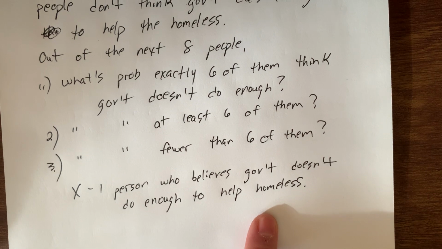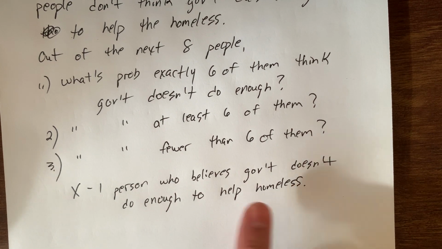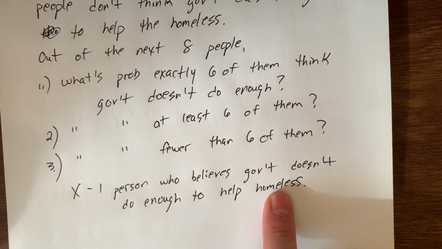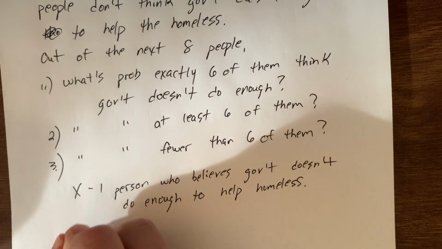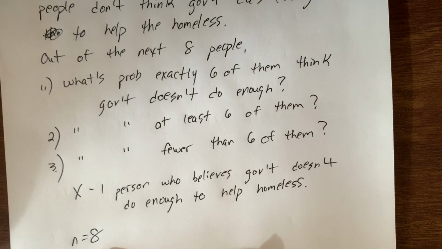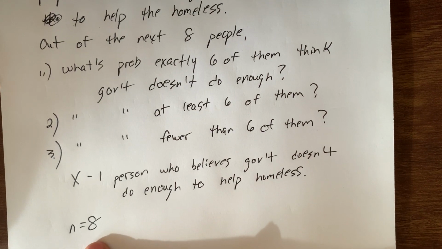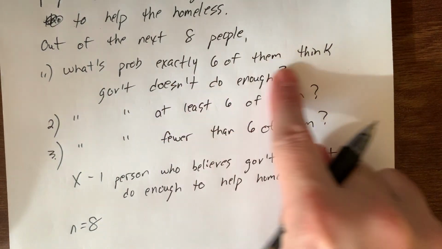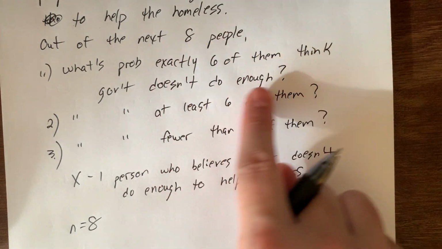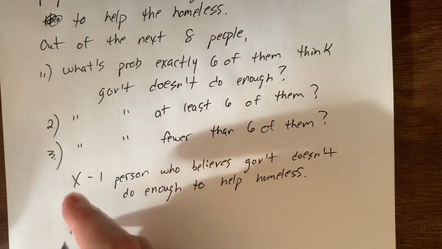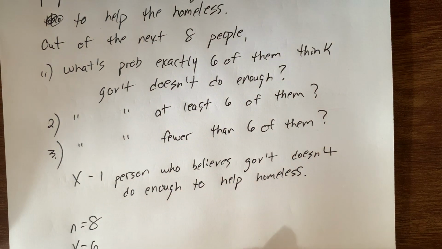Well, how many people am I testing? If finding one of them is a success, how many trials are we running? Well, we're going to look at the next 8 people. So n would be 8. How many successes do I want? Well, in question number 1, the probability exactly 6 out of those 8 people think the government doesn't do enough. So x will be 6.